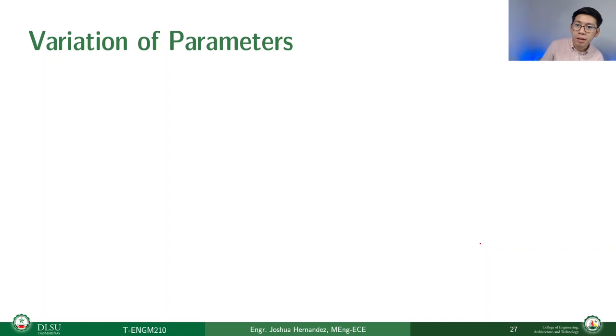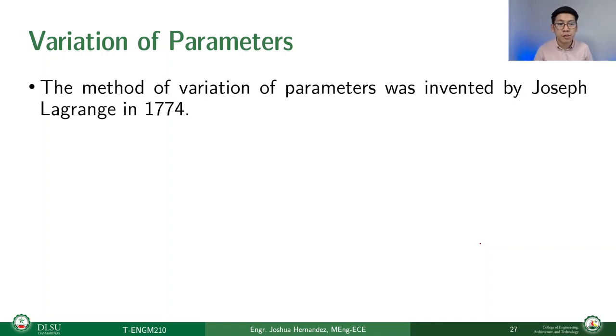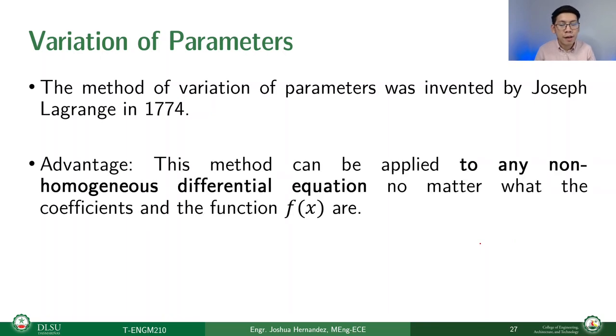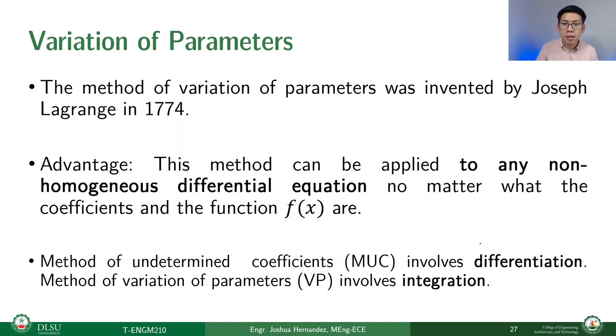Well, the method of variation of parameters was invented by Joseph Lagrange in 1774. The advantage of this is that this method can be applied to any non-homogeneous differential equation no matter what the coefficients and functions are. So this method is good, applicable to all. The method of undetermined coefficients involves differentiation. If MUC is all differentiation, derivatives, the method of variation of parameters is all integration.